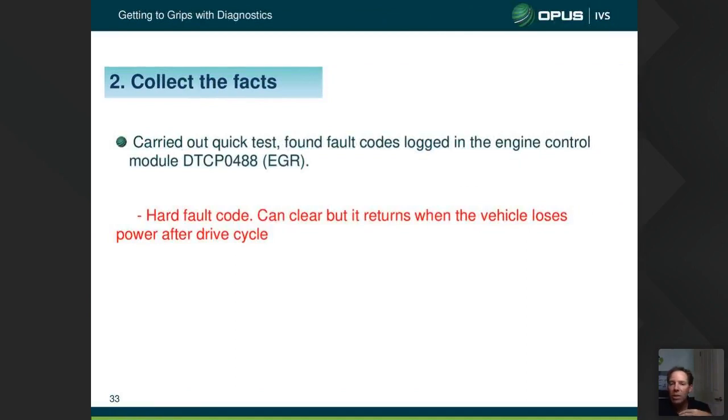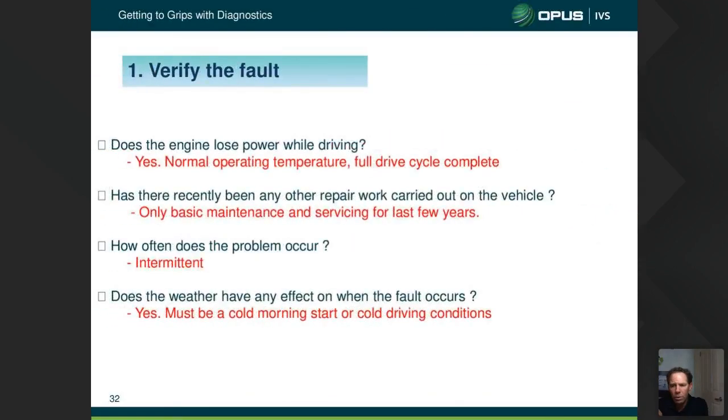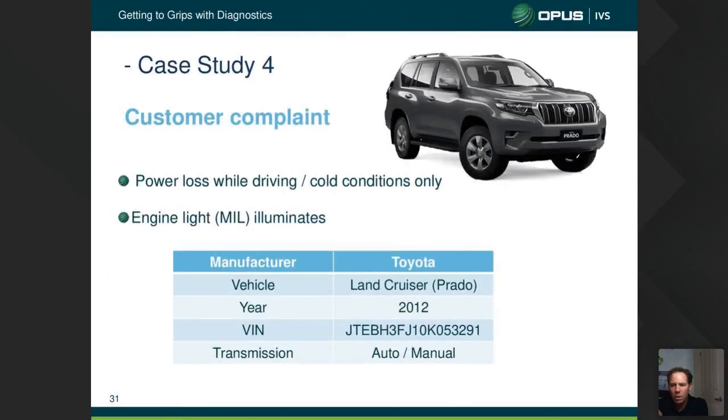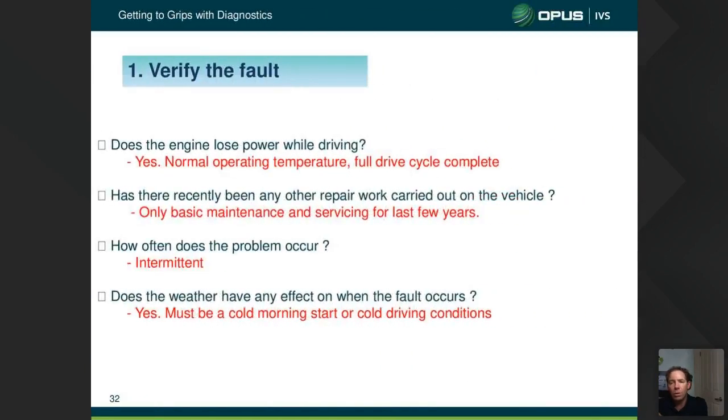All right, let's collect the facts. Carried out a quick test. Found fault codes logged in the engine control module, and the fault code is DTC P0488, an EGR code. Now, this is a hard fault code, being Toyota. You can clear it, but it returns as soon as the vehicle loses power after that first drive cycle. Now, was this a diesel engine? Let me just check. Prado, oh, we don't know. I think it might be a diesel engine.